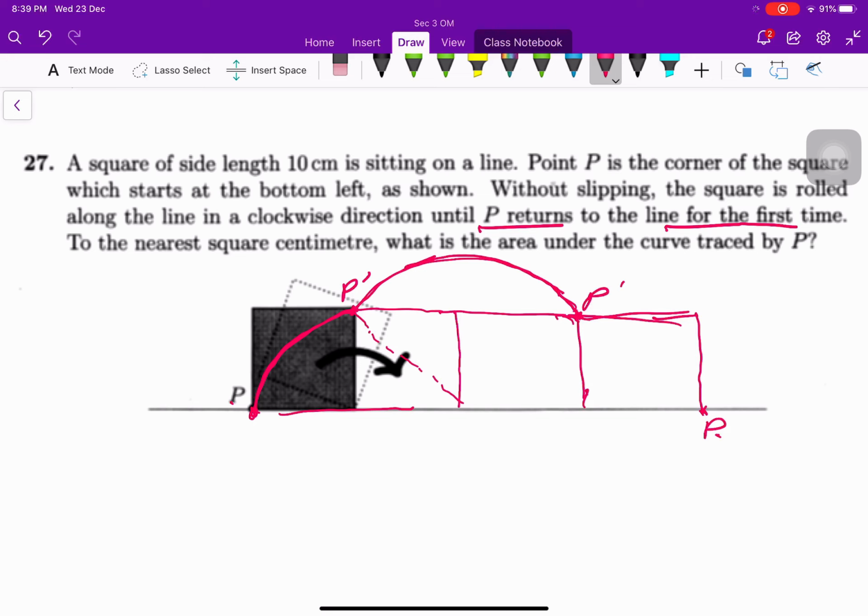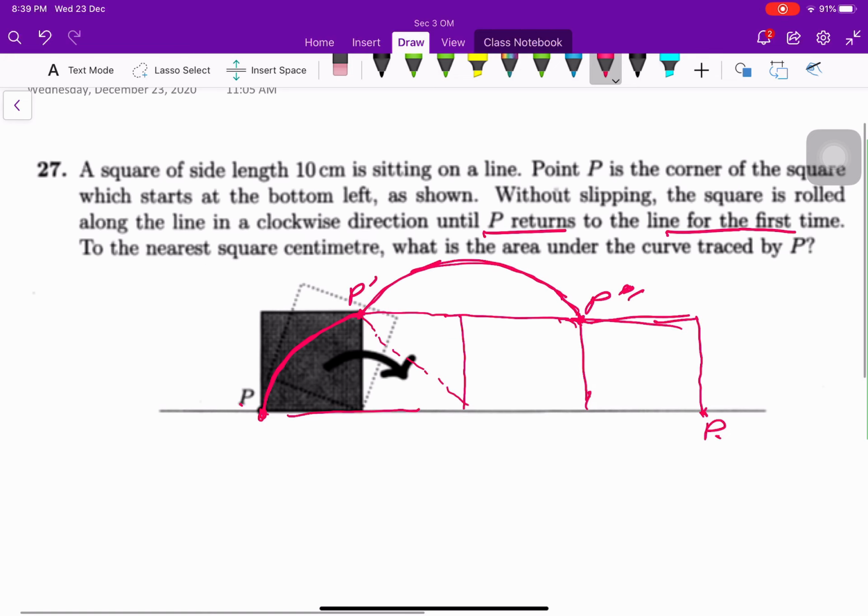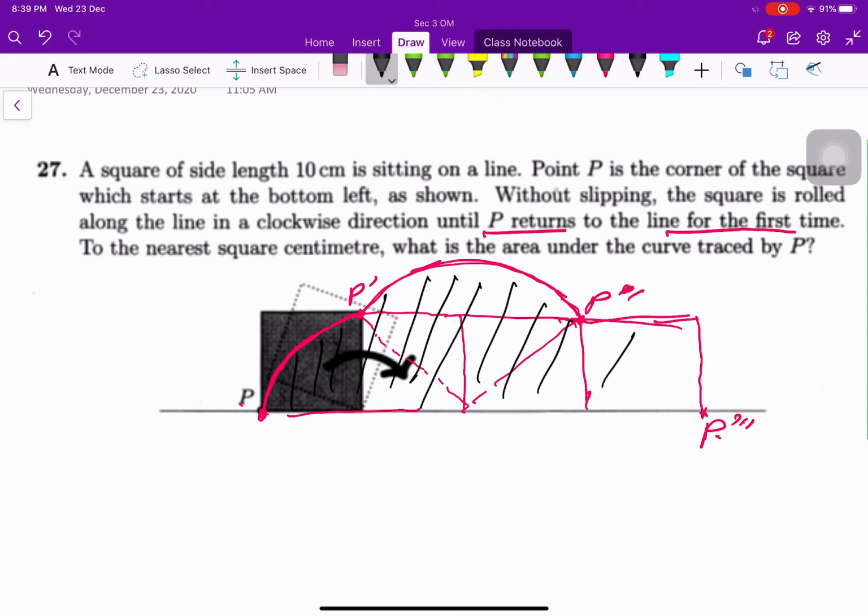This is your P2, P prime. Then after that, this is the third time. This is the third position of P, right? Therefore, what they are trying to say is that you are actually asked to calculate the area of this shaded region, the one that I mentioned here, right?